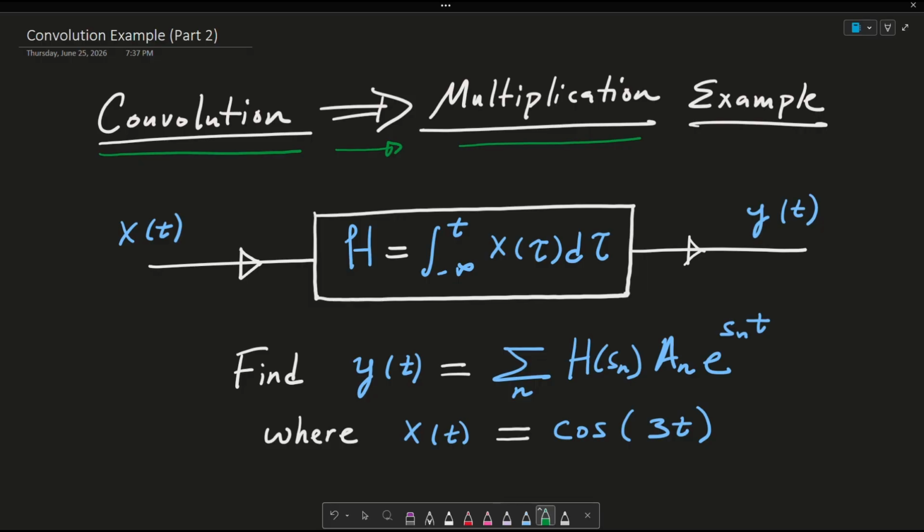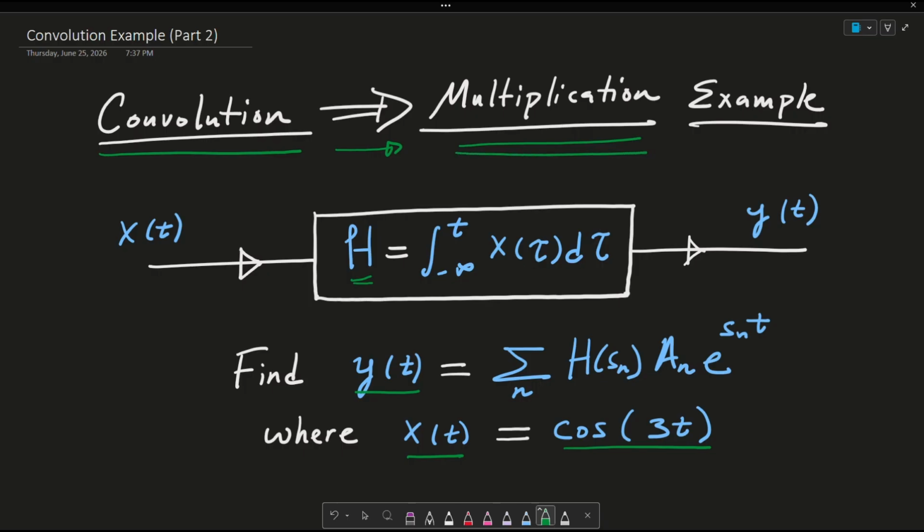Now, in this example, we're tasked with finding an output y of t, given an input x of t equated to cosine 3t, where the system that the input goes into is this capital H, which is the integral from negative infinity to t of my input x tau d tau.